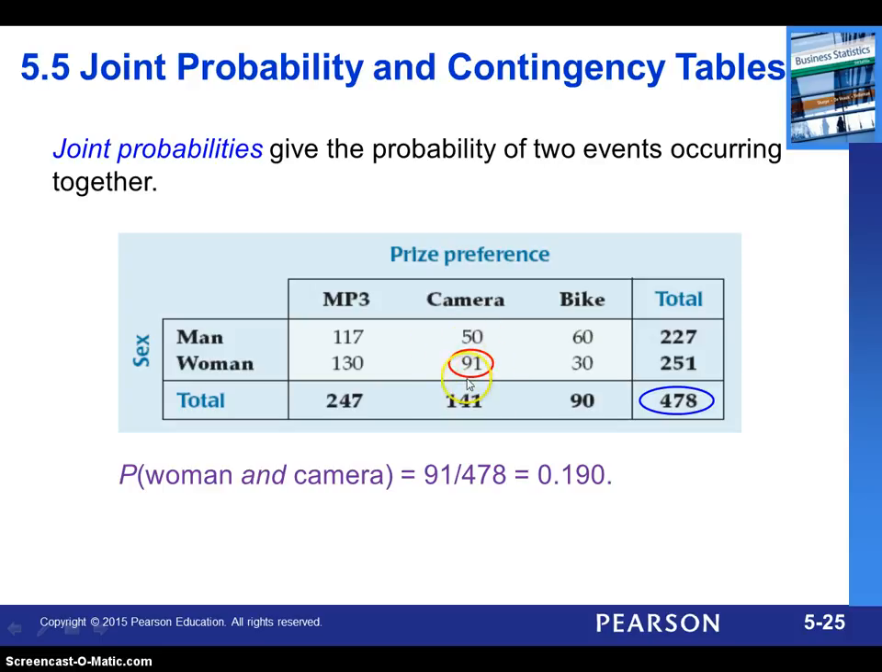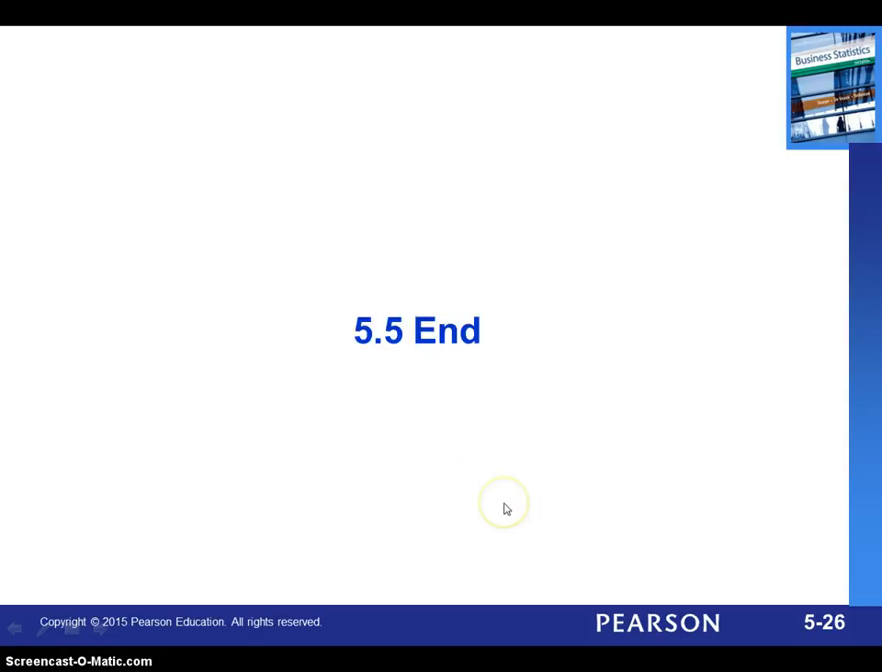So we know that we want to look at 91 of the people who fit this condition out of how many total people? 478. So about 19% of the people surveyed were women who said they wanted a camera. And that'll do it for 5.5.